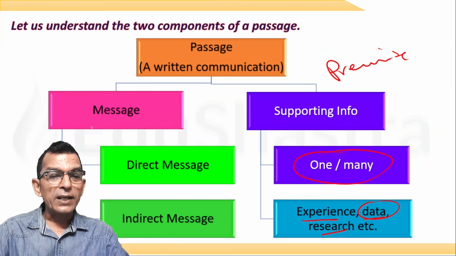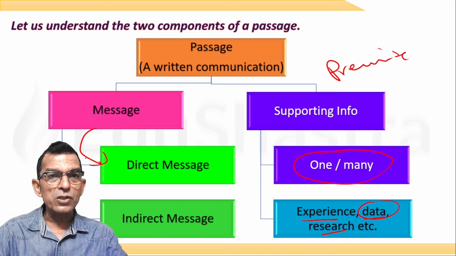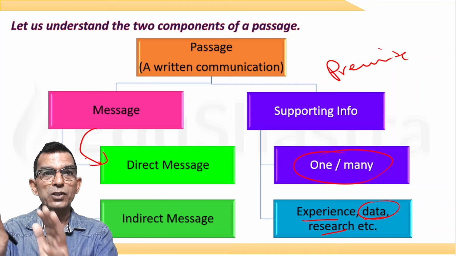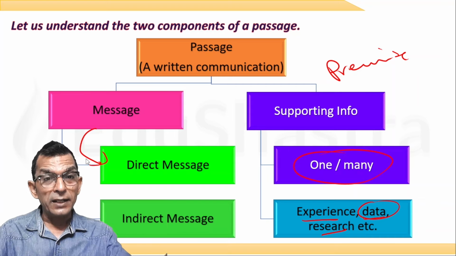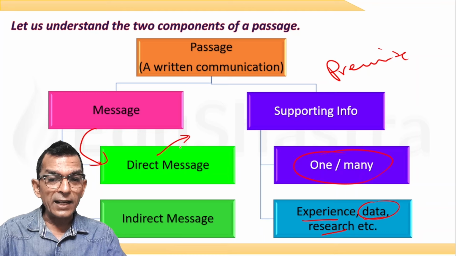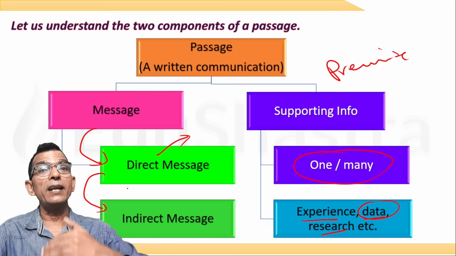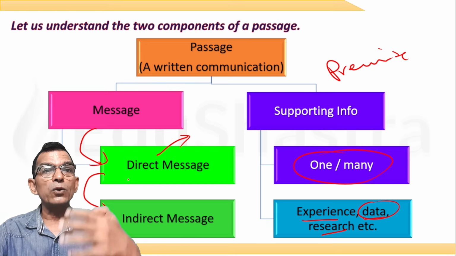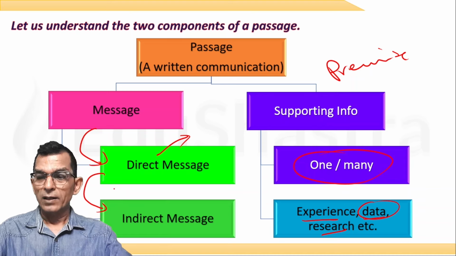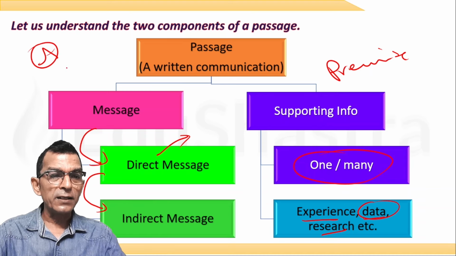Now, when we come to the message, when we come to the conclusion, sometimes the conclusions are very clearly written. So this is what is my idea. Now, having said that, there is a direct message and there could also be something which is not directly written, but it could be understood. That is, there is an additional conclusion that could also be drawn. Conclusion A is the author has written it, but conclusion B could also be drawn.